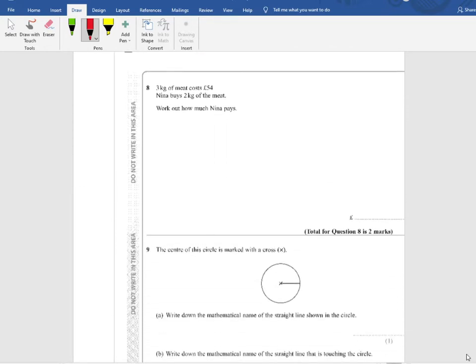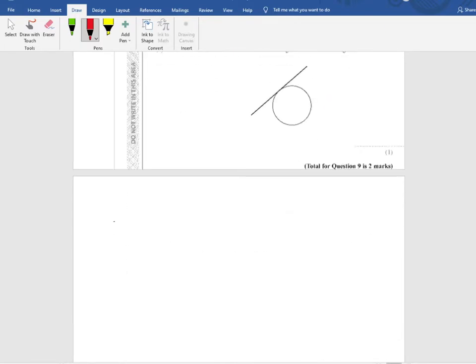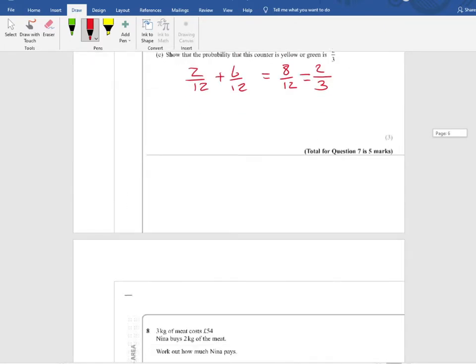3 kilograms of meat costs £54. Nina buys 2. Work out how much Nina pays. Well, 54 divided by 3 is 18, and 18 times 2 is 36. Ooh, bit too far. Hang on.